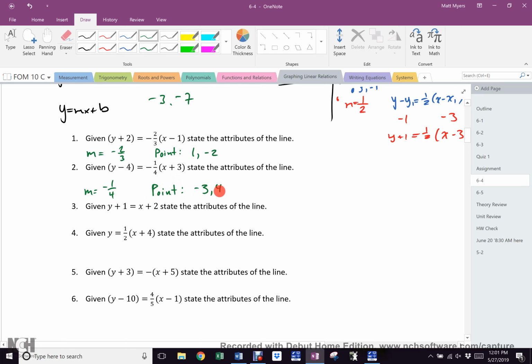Okay. What's weird about 3? There's no m, but there is an m. What's the number that multiplies like m multiplies that we never write? 1. So our m equals 1. What's our point?